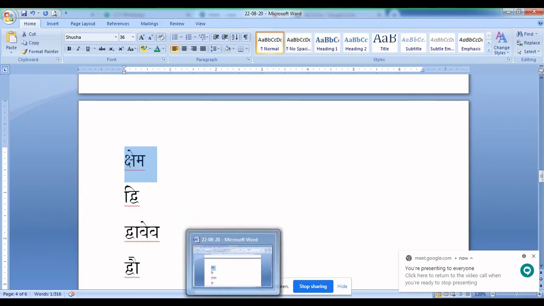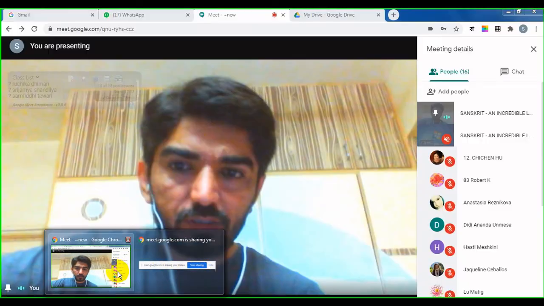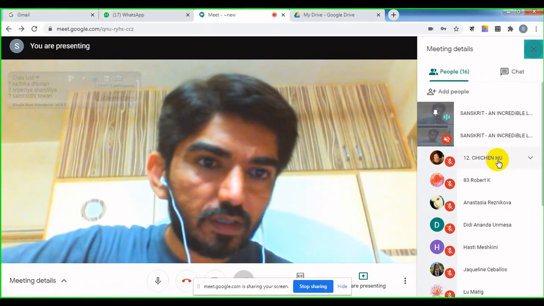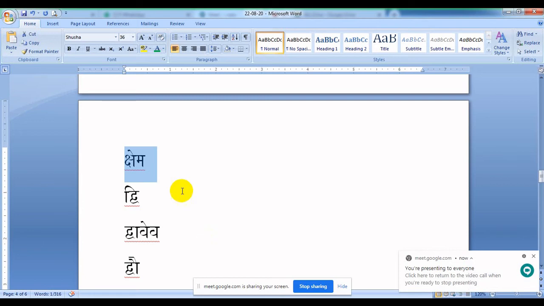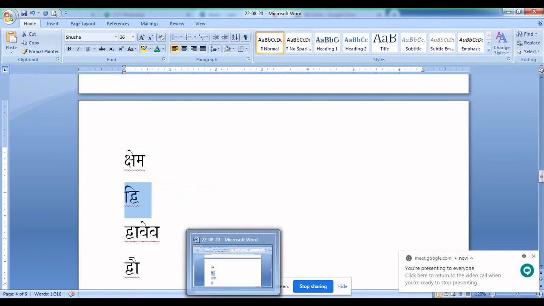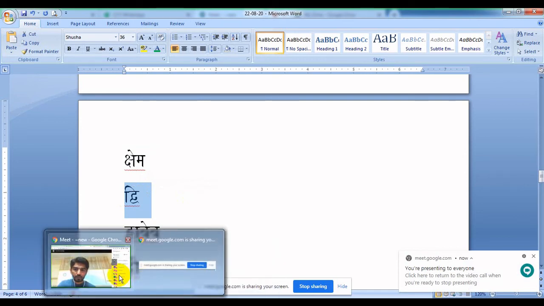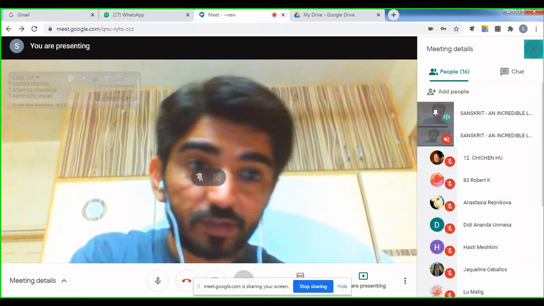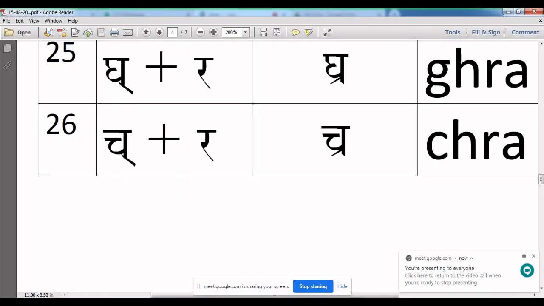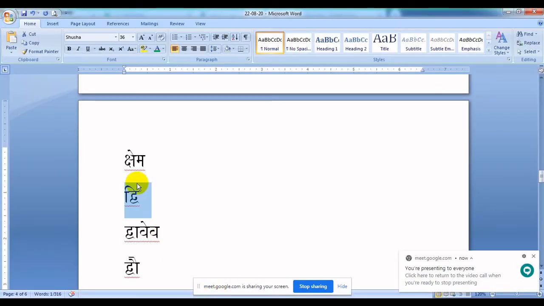Next, let me ask some other student. Chichen, please read this for me. You're right. Kshema. Perfect. Kshema. Correct. Next we have this word. Right? Only one letter word. Let me ask Robert. Robert, please read this word for me, dear. The highlighted word.